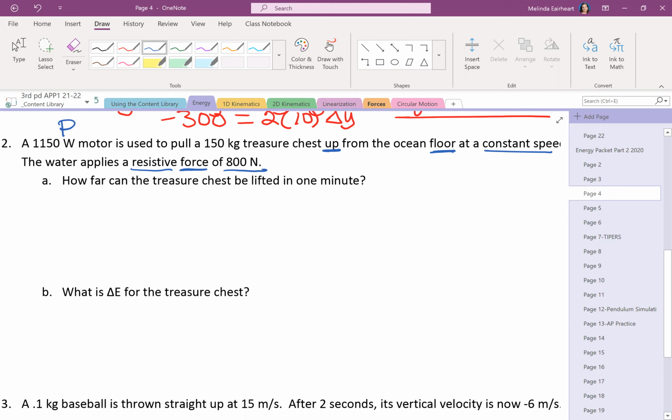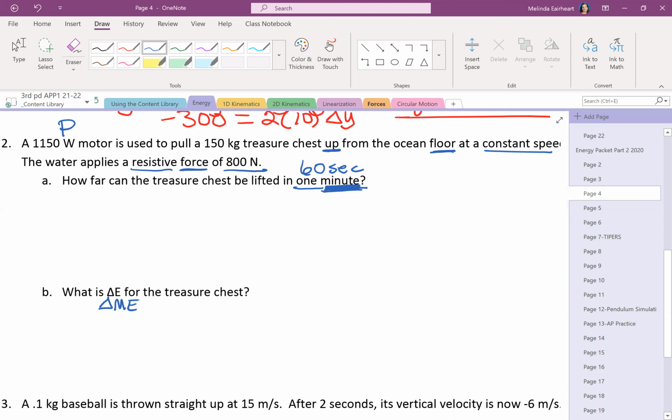2 questions. How far can the treasure chest be lifted in 1 minute? How do we feel about 1 minute? 60 seconds is probably a wiser choice, right? I take the approach, I like to start everybody in SI units. That way everybody ends in SI units, okay? And then B, what is the change in energy? Again, AP Physics 1, we just care about mechanical energy for the treasure chest. Well, we're going to answer both, but maybe a good place to start here is what?